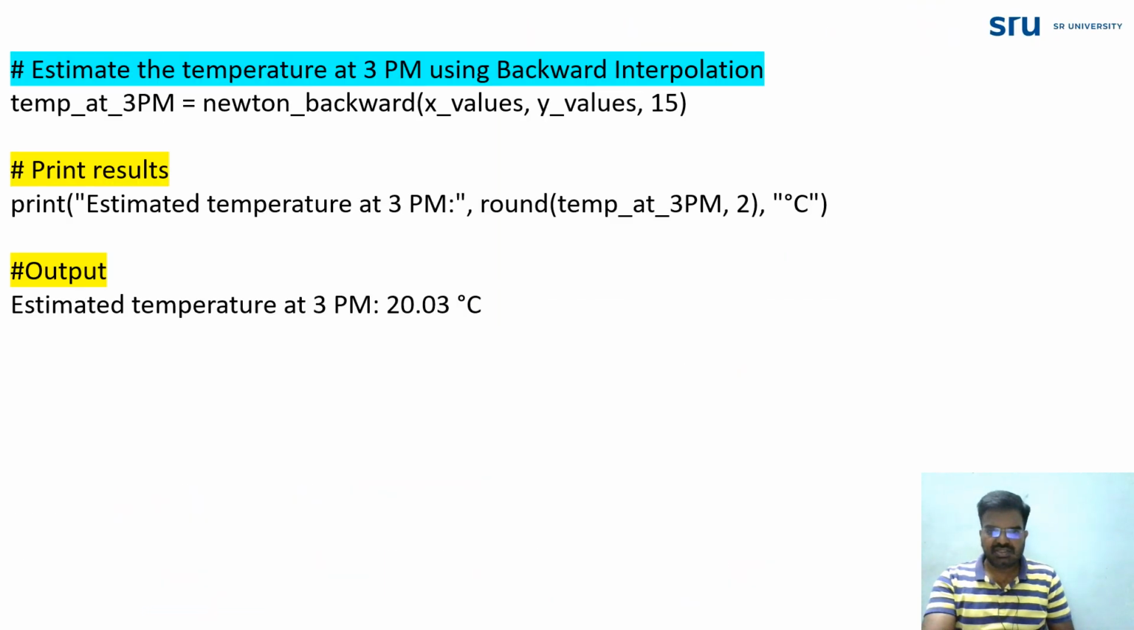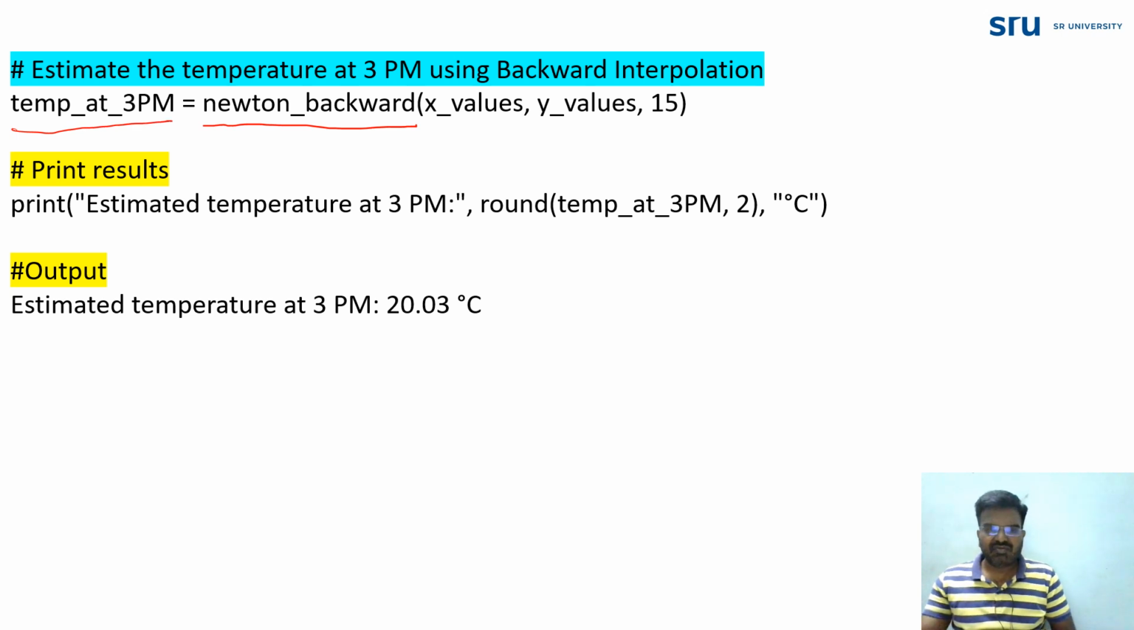Now I want to see the output of this part of the code. See, what is our question? We are calculating the temperature at 15 hours, meaning at 3 p.m. Now we are calling the function Newton's backward, which is defined in the previous step. This function calculates the answer by using Newton's backward interpolation formula. That's why we are calling that function here and saving the result with this name, temperature at 3 p.m.